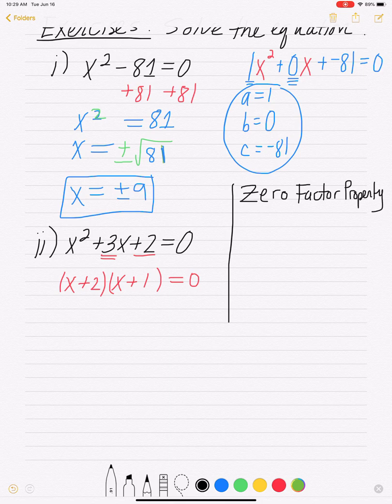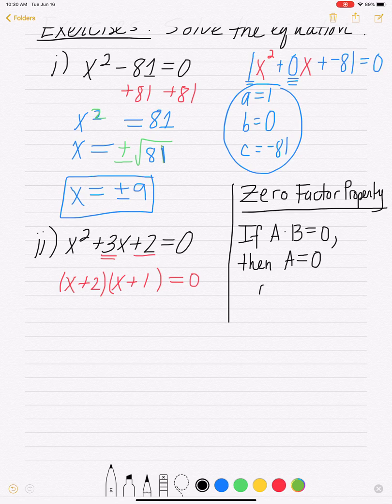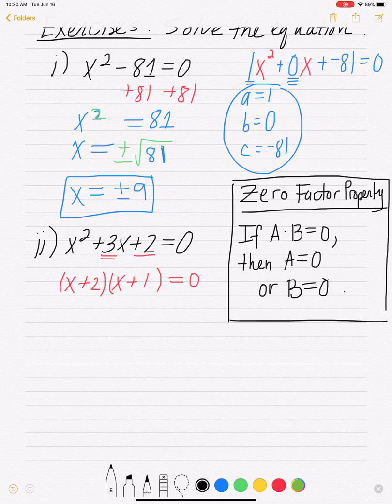This is a property of numbers that says if a times b equals 0, then either a is 0 or b is 0. One of them has to be 0. So we're going to apply that property here to the equation we have with the 2 factors. According to the zero product property, we have x plus 2 times x plus 1 is 0.